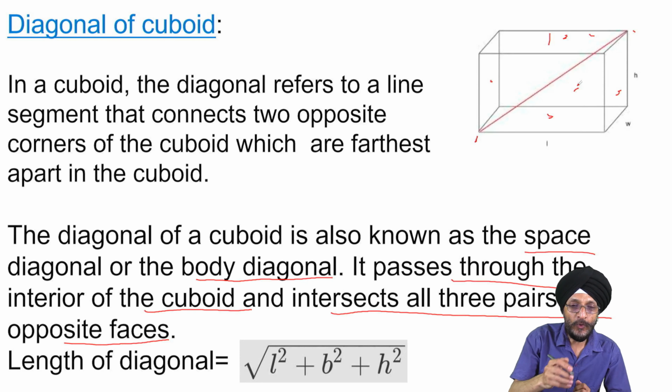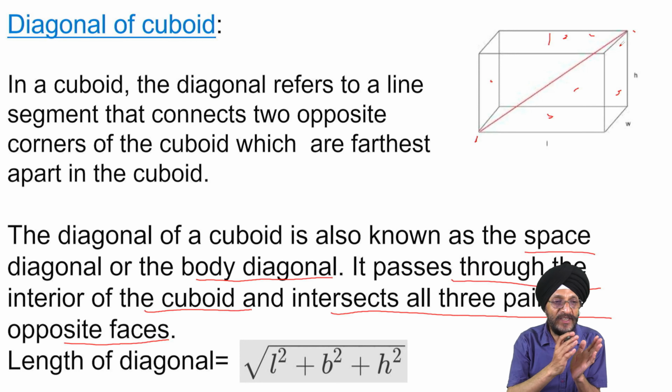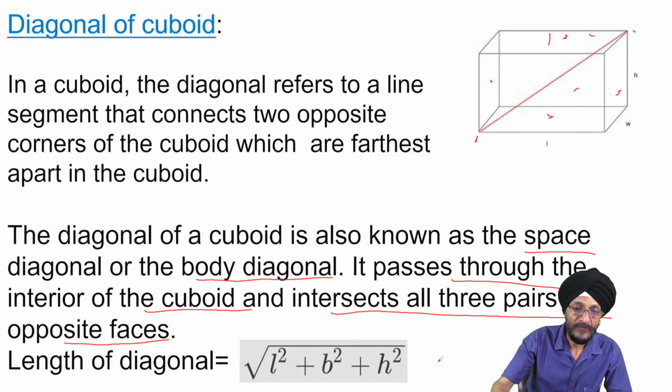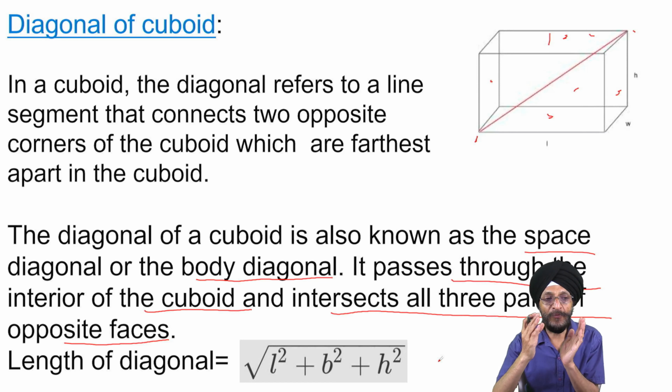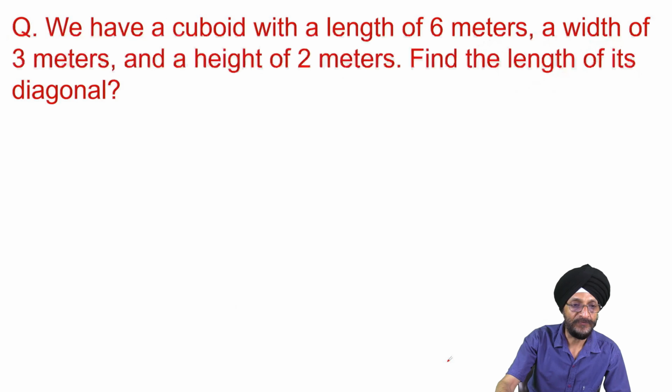Now how to calculate the length of this red line? This is the diagonal. How to calculate the length of the diagonal? For this purpose, this is the formula before us: under root length square plus breadth square plus height square. Now we will calculate the length of the diagonal of a cuboid in this coming question.